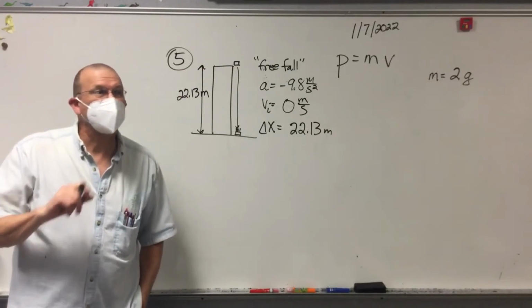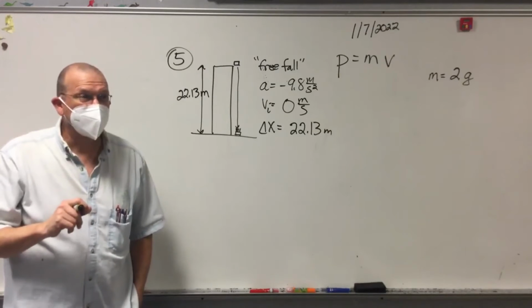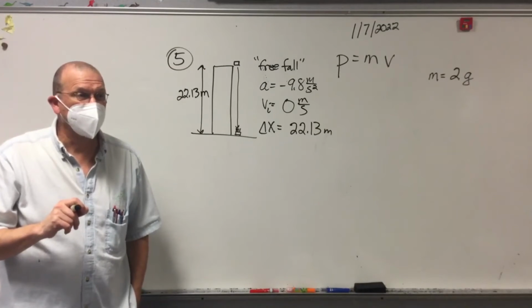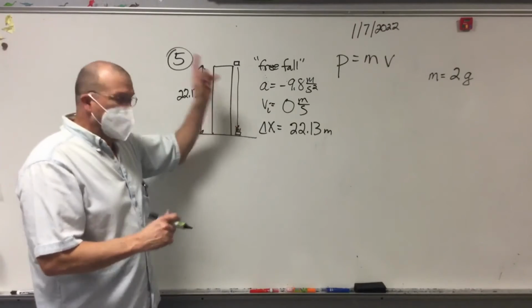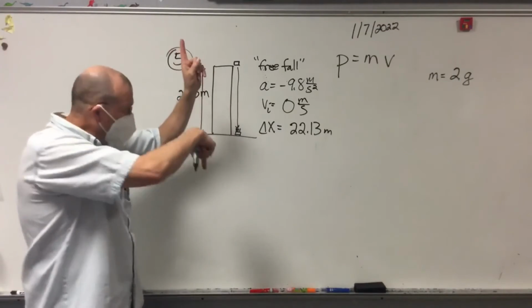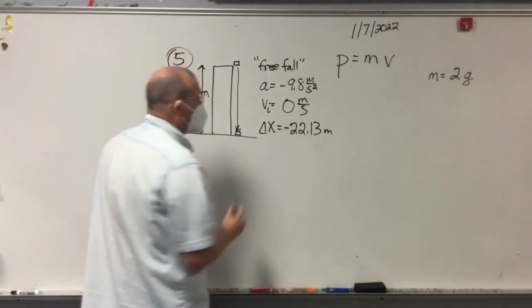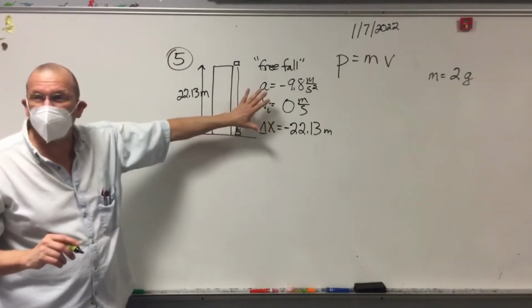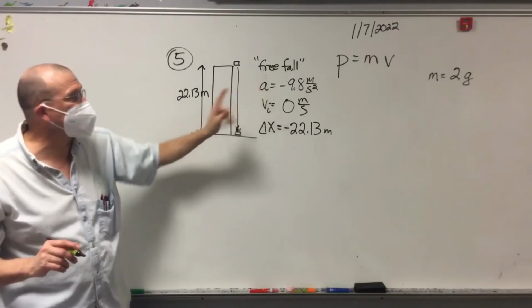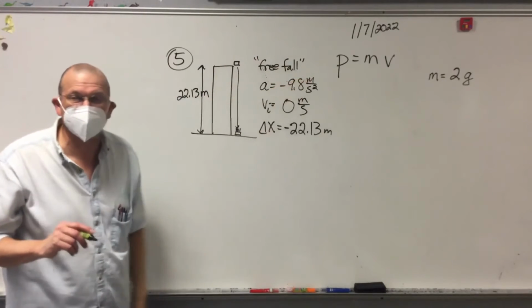Would it be negative? Why? Because since it's a free fall, the top is the positive and the bottom is the negative. In a free fall problem, we take up to be positive, down to be negative. Okay? Now, what thing do we need to find from this information so that we can start to make use of that?